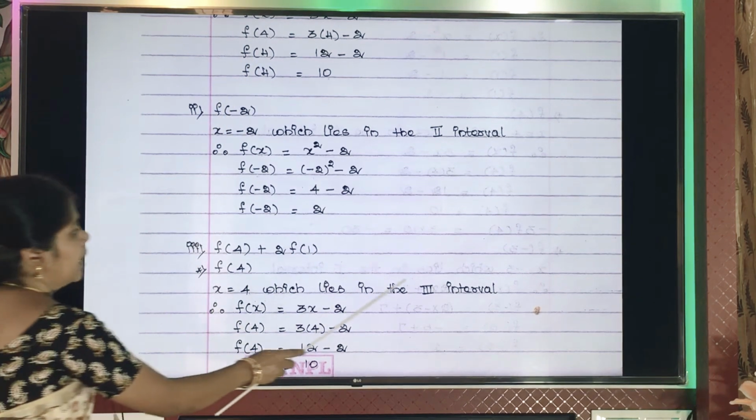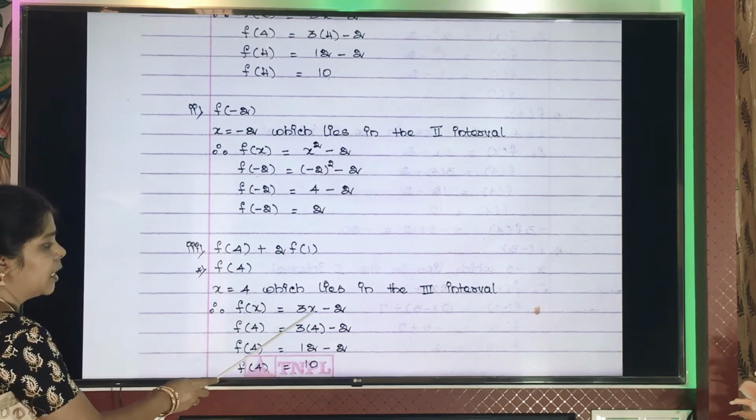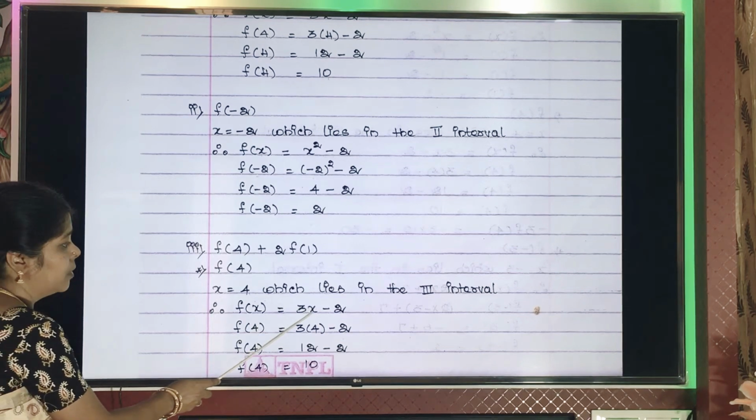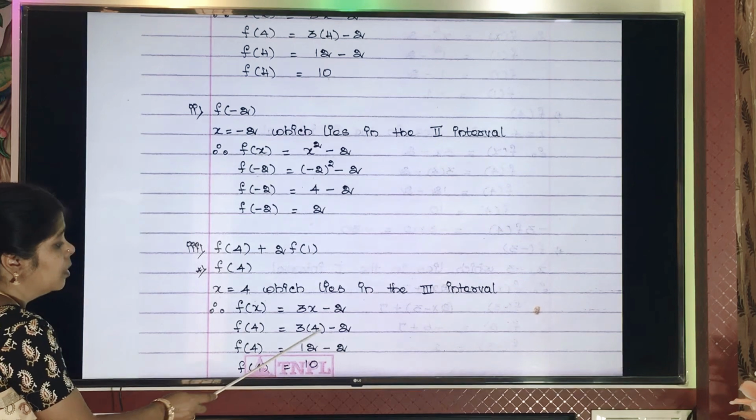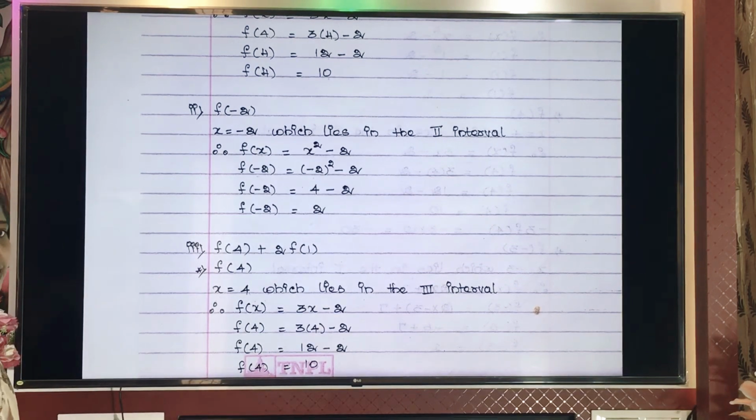4 lies in the third interval. So I have taken the third function f of x equal to 3x minus 2. In the place of x I am substituting 4. So the answer I am getting is 10.